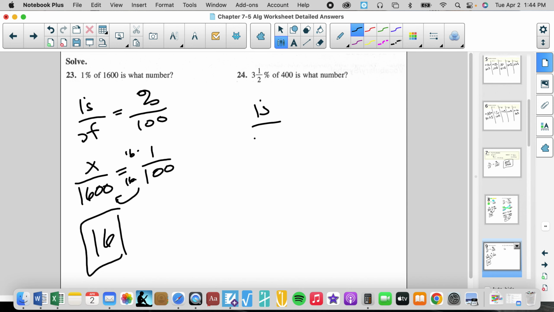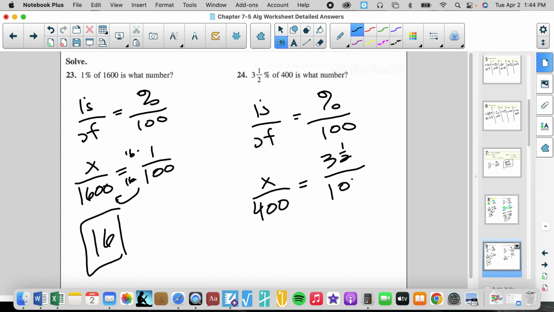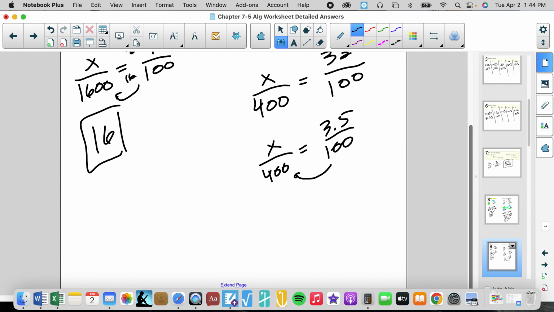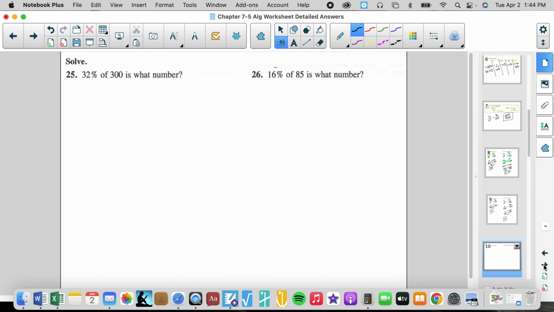So is over of equals percent over 100. x is the is, of is 400, 3 1/2 is the percent over 100. Now, a couple ways to do this. We could rewrite this where this is a decimal. That's okay. Or we could keep it as 3 1/2, but I'm going to go from my known to my unknown. I see I'm multiplying by 4. So 4 times 3.5 is going to give me 14. Okay, so as easy as that. I don't even need a calculator.